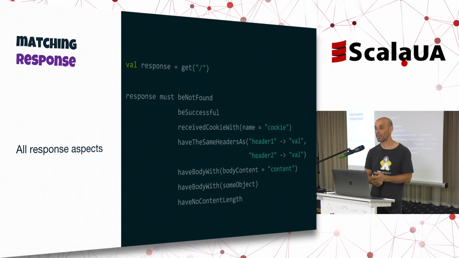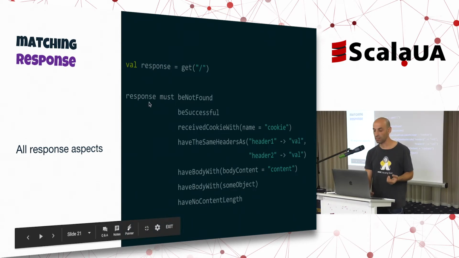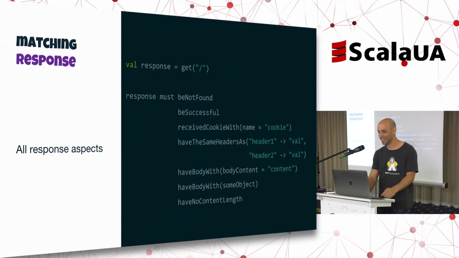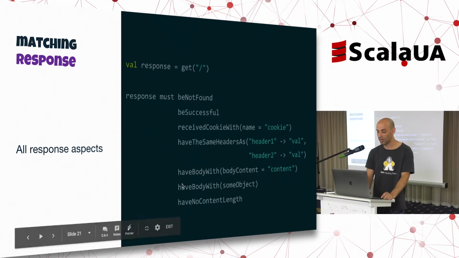So what does a Matcher look like? Well, it looks exactly as you'd expect. If the response comes, you have various matchers for every aspect of the response. Status, for example, be not found or be successful. Received cookie, have the same headers, have any of the headers, have some of the headers. I invested a lot of time in that. It looks very simple now, but or have a body with specific content, or with some object that does unmarshalling for you, or even content length.